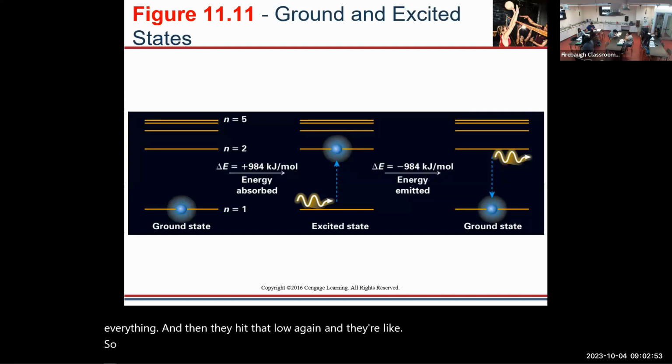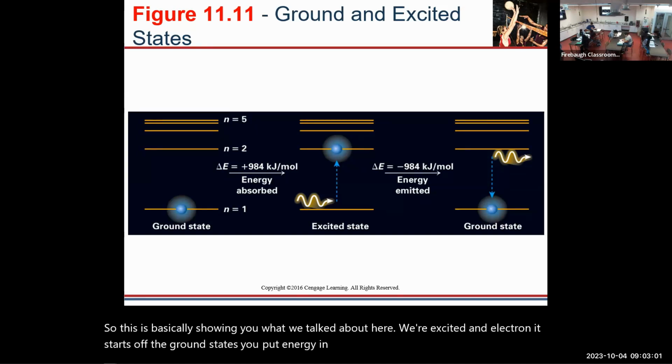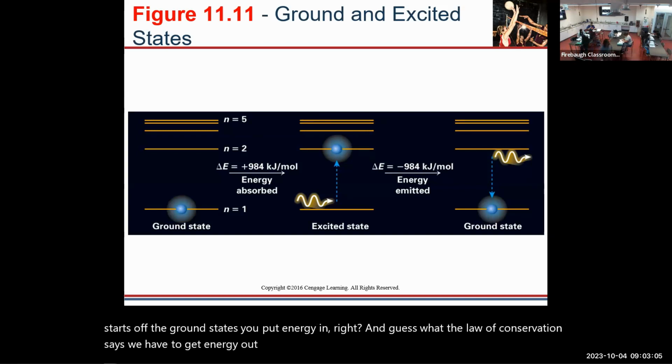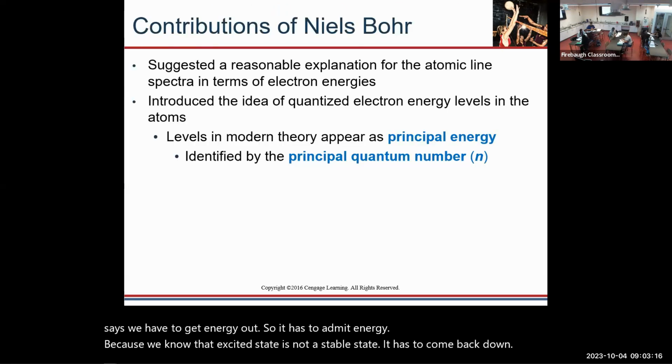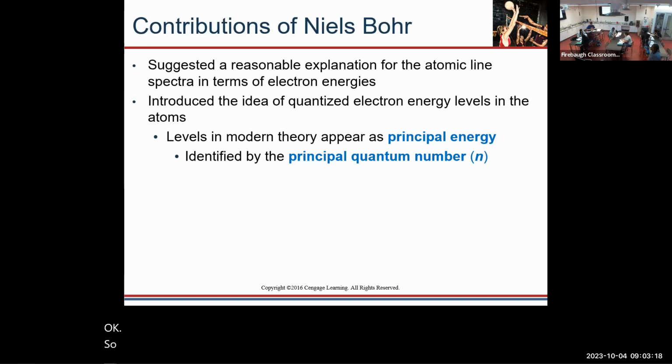So this is basically showing you what we've talked about. Here, we're exciting the electron. It starts off at ground state, we put energy in, right? And guess what? The law of conservation says we have to get energy out. So it has to emit energy, because we know that the excited state is not a stable state. It has to come back down. Okay? So again, this is Bohr.